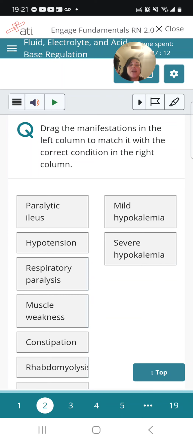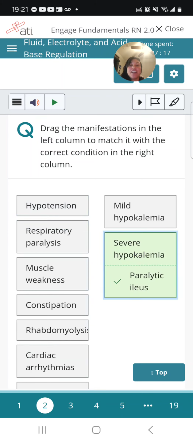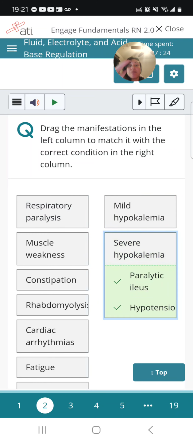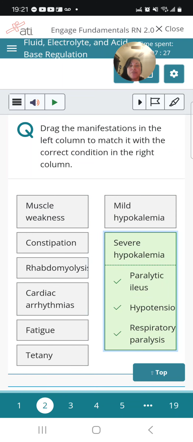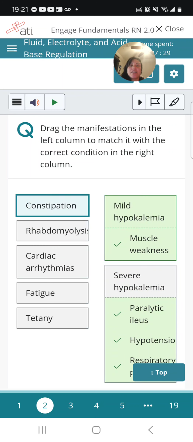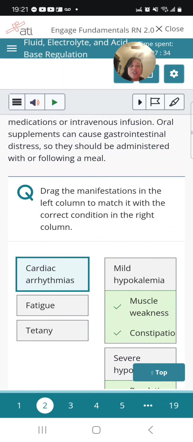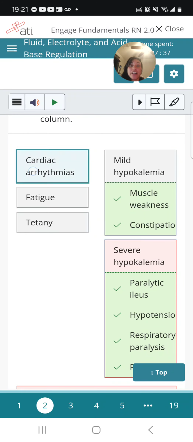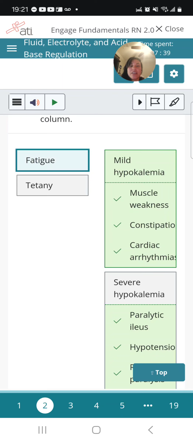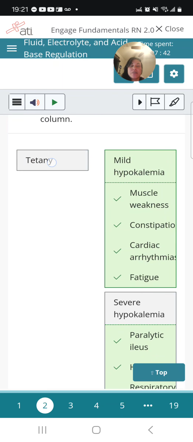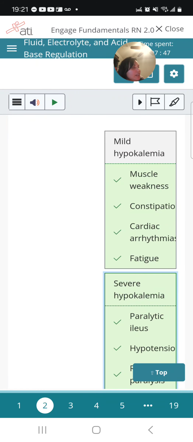So mild hypokalemia and severe hypokalemia. Paralytic ileus, severe. Hypotension, I think mild. Nope, hypotension is severe. Respiratory paralysis, severe. Muscle weakness would be mild. Constipation would be mild. Rhabdomyolysis would be severe. Cardiac arrhythmia would be severe. Cardiac arrhythmias is mild. Fatigue is mild. And tetany is mild. Oh, tetany is severe.